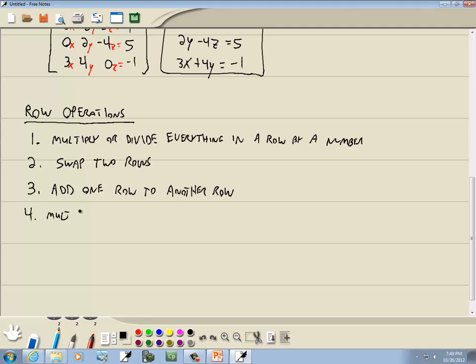You can multiply or divide a row by a number, and add it to another row. Now when you do this fourth operation, you don't actually change the original row. You just multiply by a number and then add it to another row, and that original row stays the same. And we'll see what I mean by that in terms of the original row.